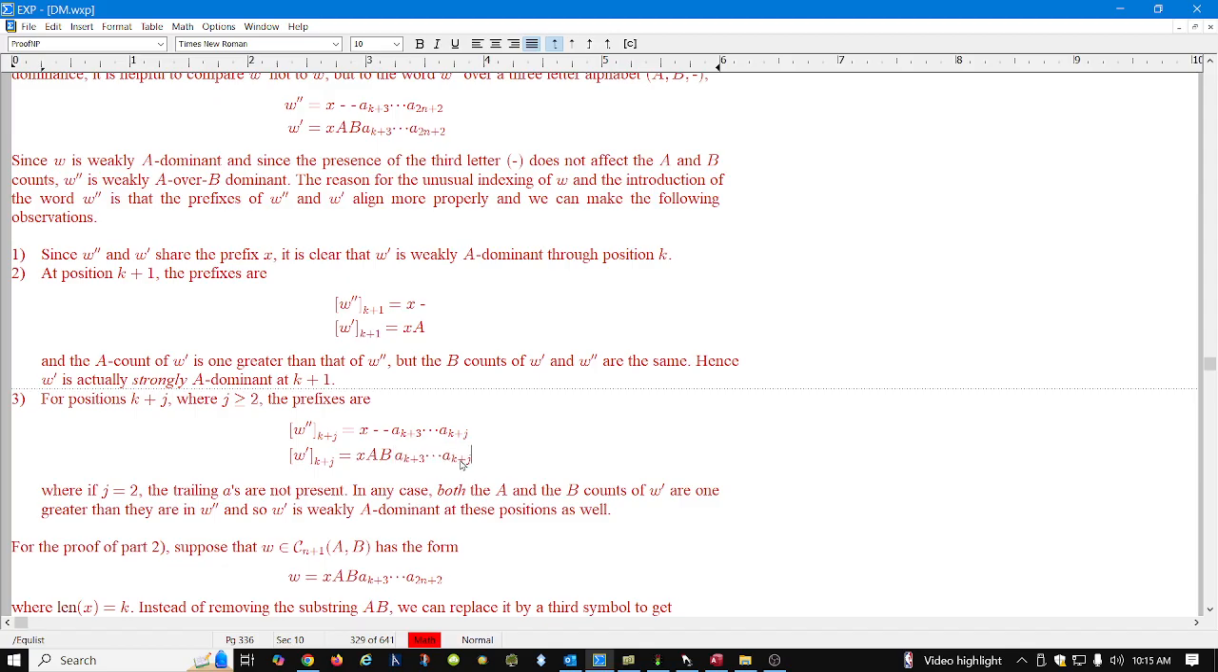But in this case, both the A and the B counts of W prime are one greater than they are in W double prime. So, since W double prime is weakly A over B dominant, W prime is weakly A dominant at all the rest of the positions.